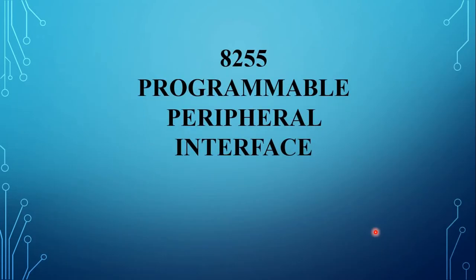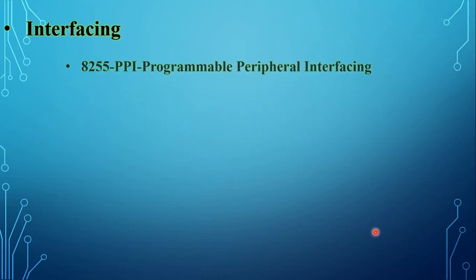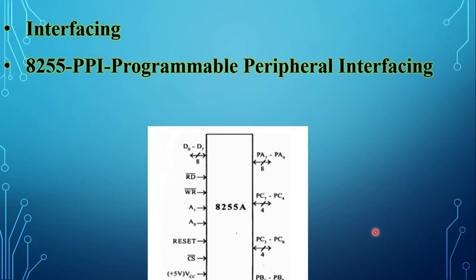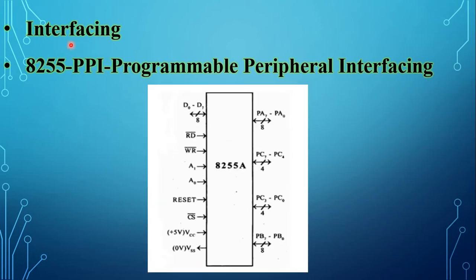The first one is 8255 programmable peripheral interface. So first, what is called interfacing? Actually, the microprocessor is to be connected to the outside environment, to input devices, output devices, memories, etc. In many cases, it may not be possible to connect the external devices directly to the microprocessor. So designing logic circuits and writing instructions to enable the microprocessor to communicate with these peripherals is called interfacing.